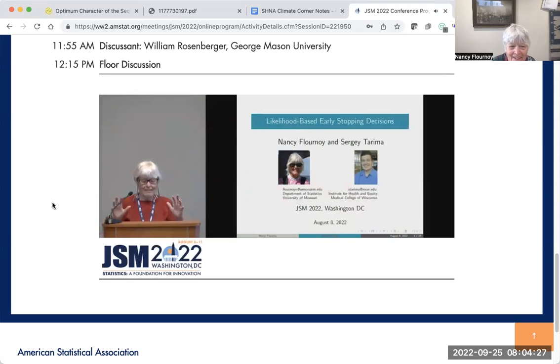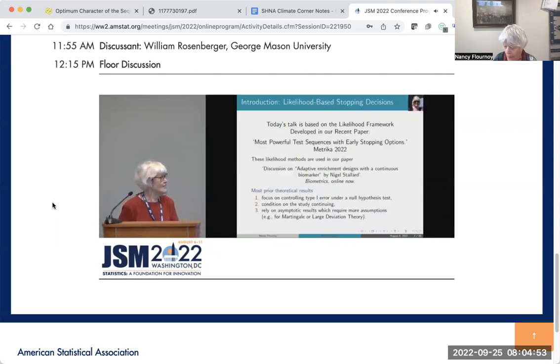Until I met Sergey, my work in adaptive designs was pretty exclusively based on adaptive treatment allocation strategies. And he was interested in early stopping rules, group sequential design type aspects. When we ended up in a session together, we saw that we were getting similar kinds of results from both kinds of adaptations. So we have a recent paper in Metrika, called Most Powerful Test Sequences with Early Stopping Options.